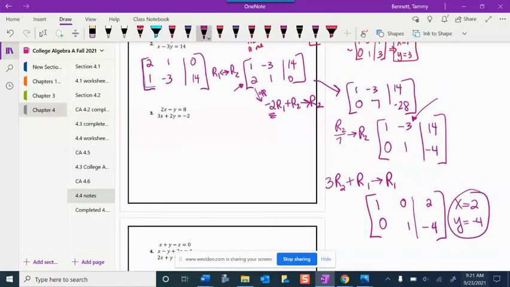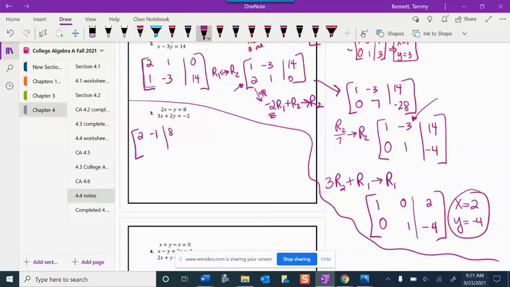All right, example 3, last one of this top set here. Write it in matrix form, so 2, -1, 8, and 3, 2, -2. Goal 1, make that 2 a 1, so I'm going to take row 1 divided by 2 becomes row 1. So I get 1, -1/2, and 4. Second row stays this, 3, 2, -2. Now I need to make this 3 a 0, so I'm going to take -3 times row 1, add it to row 2 becomes row 2.